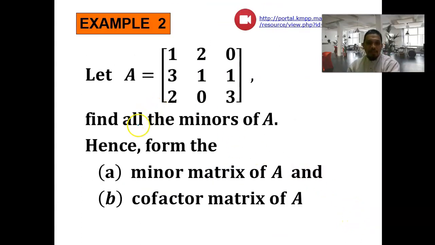So now find all the minors of A. Hence, from the minors, form the minor matrix of A and the cofactor matrix of A.